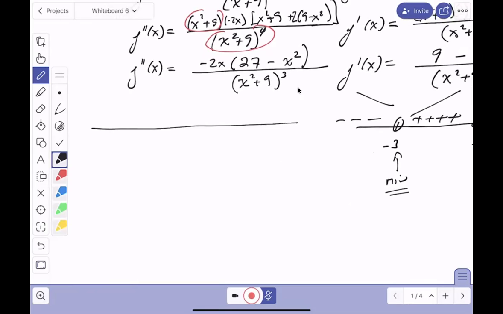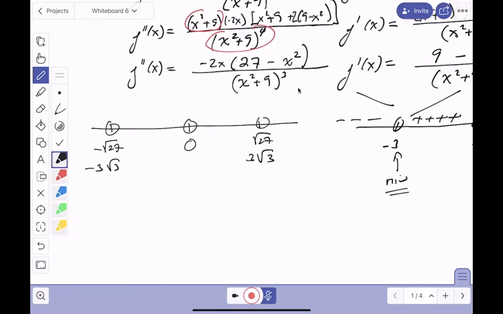And where would this thing take on a 0? When I talk about the critical numbers, the only critical numbers where it takes on a 0 are at 0 and plus or minus the square root of 27. All right, I'll write that over here for you. You can write this down as 3 root 3 if you prefer.